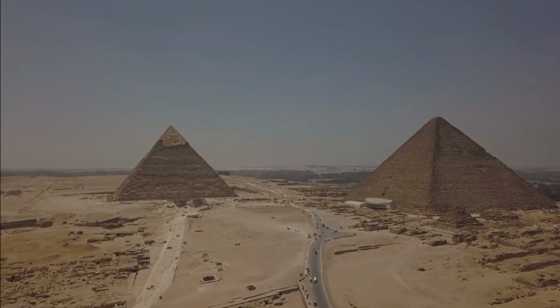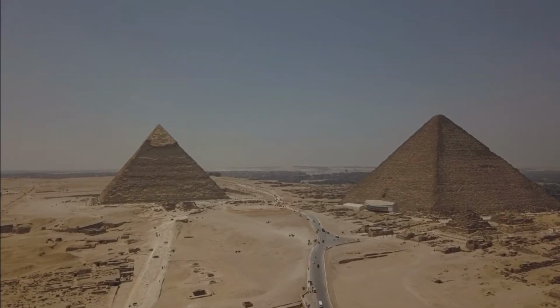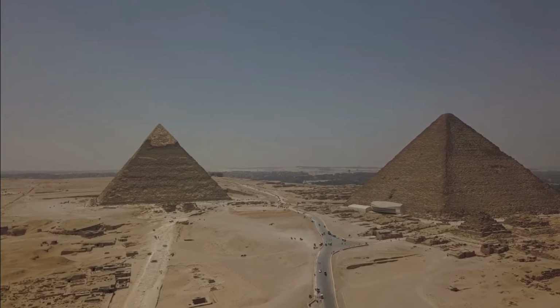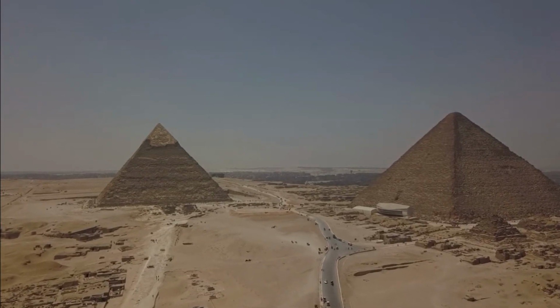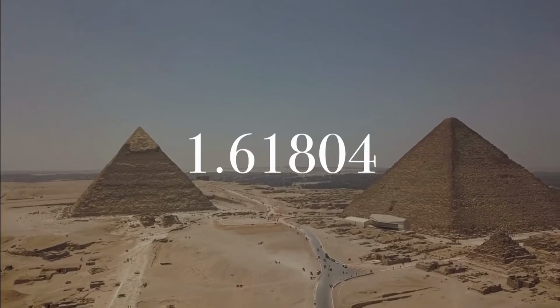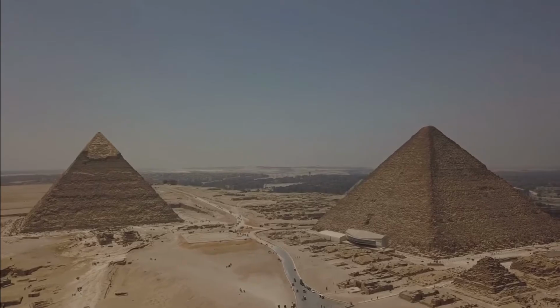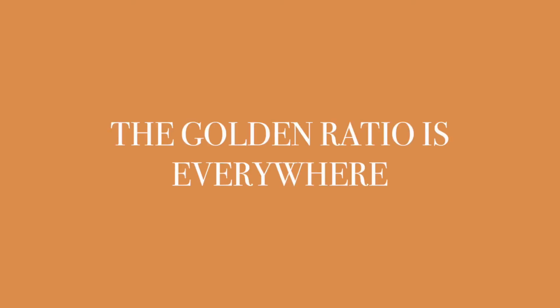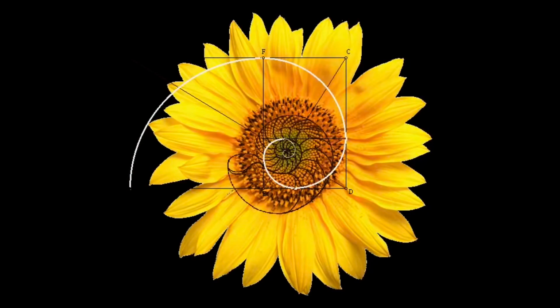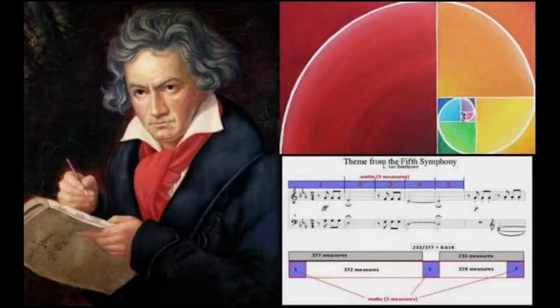It originated in ancient Greece but can also be found in ancient Egypt with the great Egyptian pyramids, when it was found that the ratio of the slant height of the pyramid to half of the base is 1.61804, which is very close to the golden ratio. It can be seen in a variety of things around us, such as nature, art, design, and of course, music.